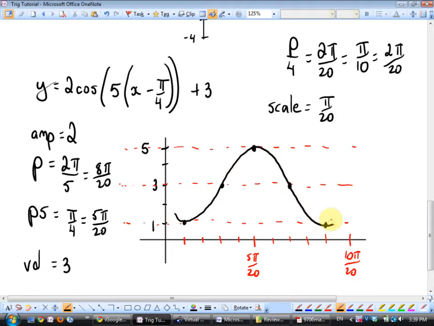Now, some of you may say, Mr. Dueck, that looks like negative cosine. Well, no. We started there to get positive cosine. I guess for a negative cosine graph, I could have phase shifted one square right, and it'd be the same graph, for what it's worth, but I'm not fussy on how much of a section you give me.